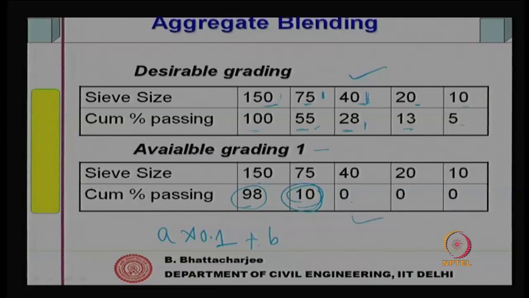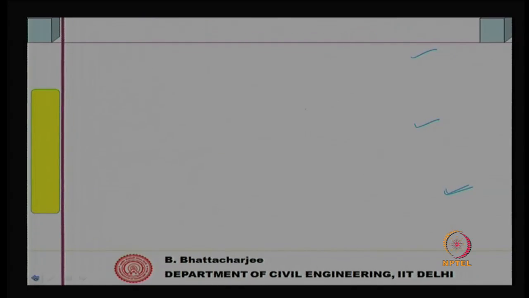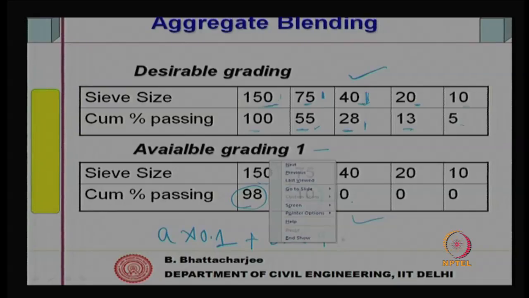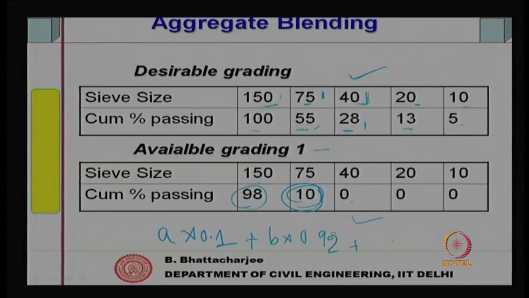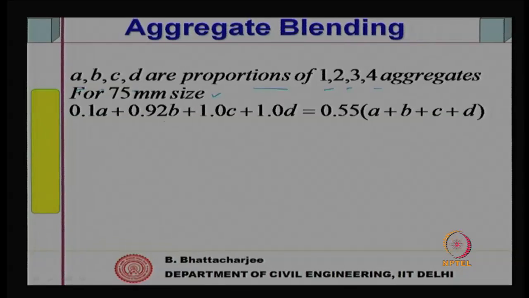Similarly, if B is the amount of aggregate I take from available grading 2, then this multiplied by the corresponding value, that is 0.92, and similarly for C and D, that would be the quantity of material passing through 75 mm. How much should I have? This must equal 55% of my overall, so 0.55 of A plus B plus C plus D. So I can set an equation at 75 mm size: 0.1A, 0.92B, 1.0C, 1.0D, because 100% was passing through them, must equal 0.55 times (A+B+C+D).